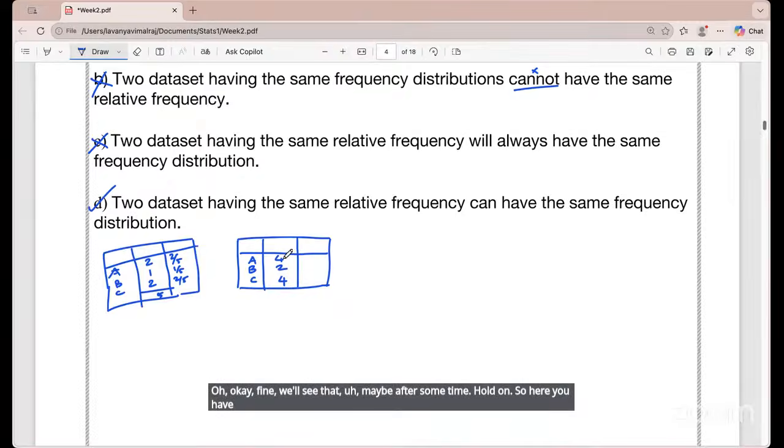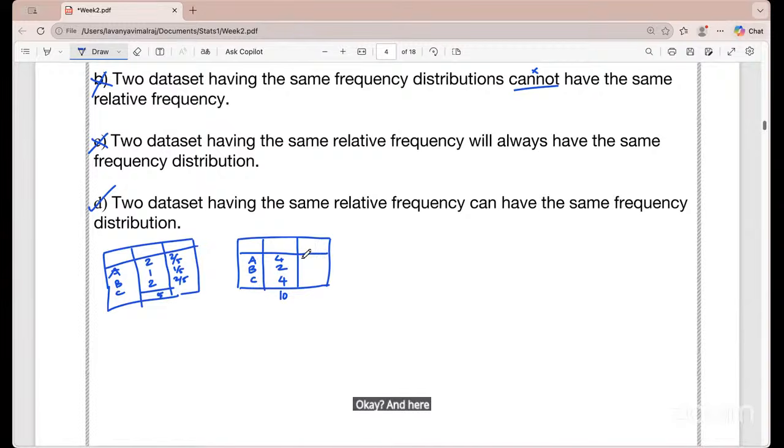Hold on. So here you have 4, 2, 4. The total count is actually 10. And here, what is the relative frequency? 4 by 10, 2 by 10, and 4 by 10. So you see that these two have different frequencies, but the same relative frequency.